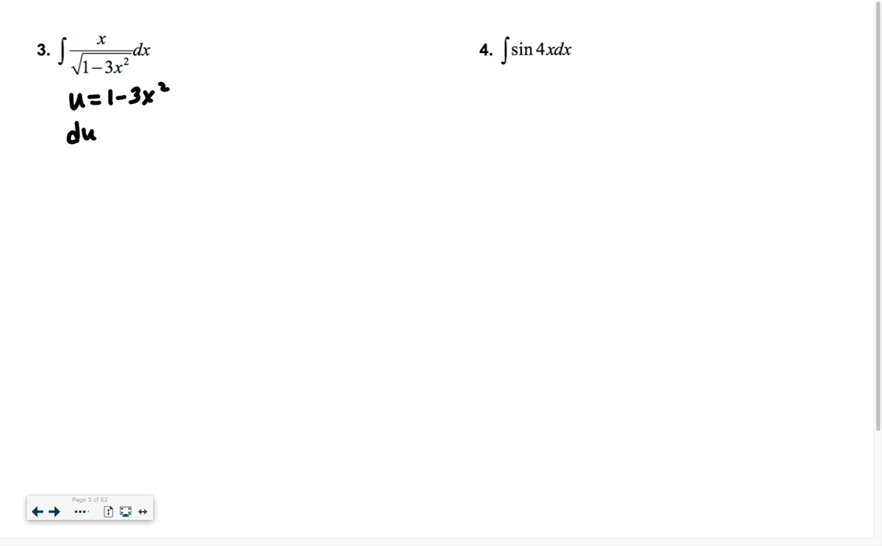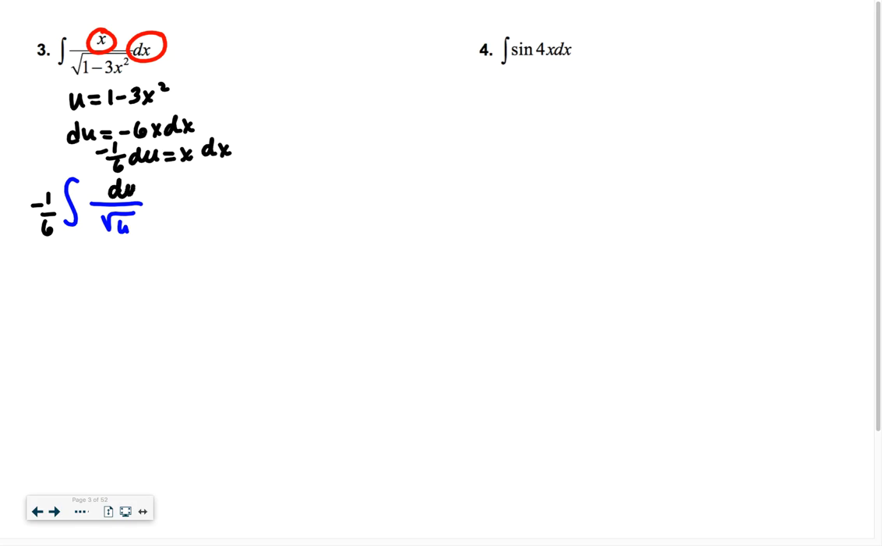So our du then ends up being negative 6x dx. And if you look for the things you're replacing, we definitely have the square root of u on the bottom, but we're left with the x dx. So I would write it as negative 1/6 du replaces x dx, right? So we're gaining a negative 1/6.